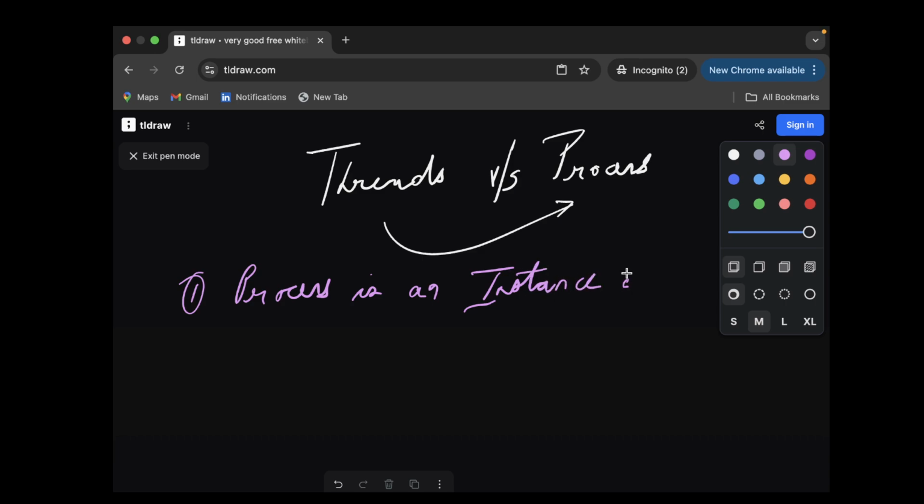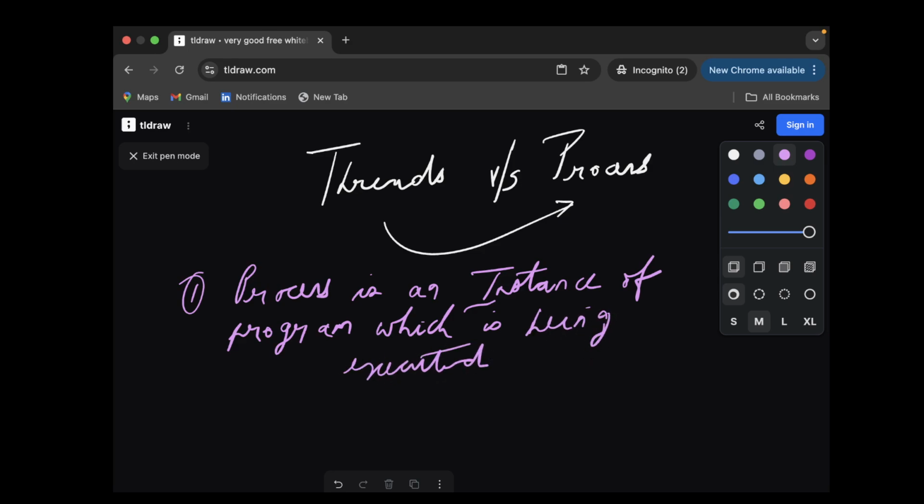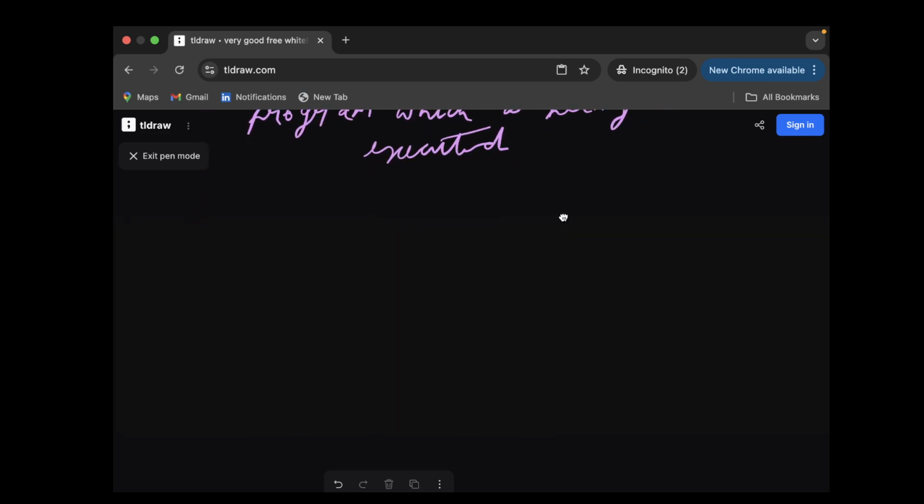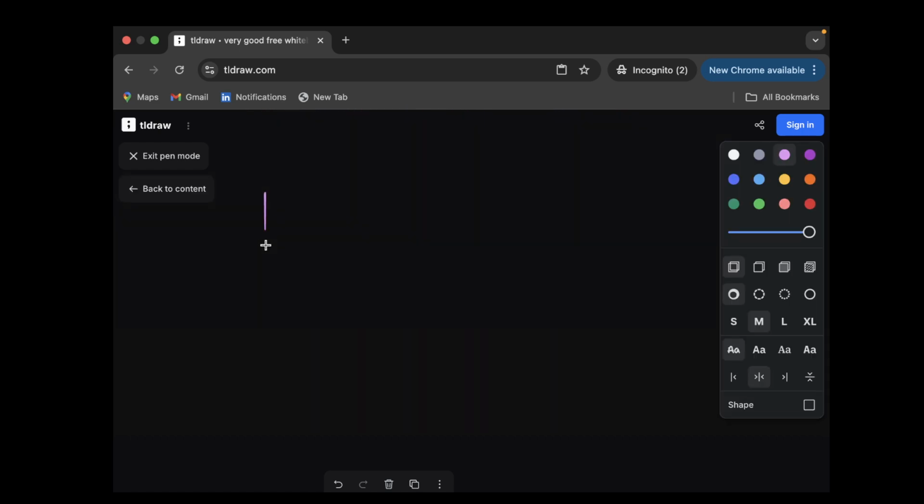Process is an instance of a program which is being executed. Now there is a process. All our apps will be written in some sort of language, right? The language can be anything. It can be C, Java, C++, or anything, right?